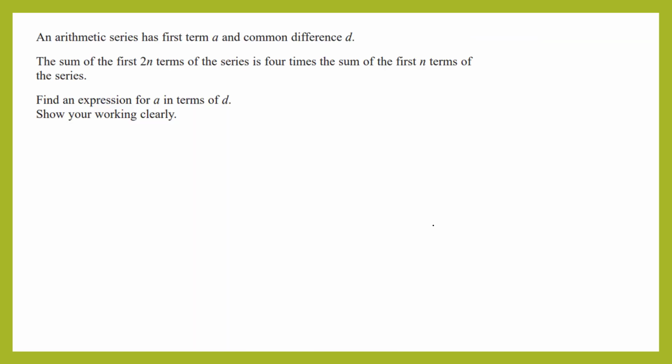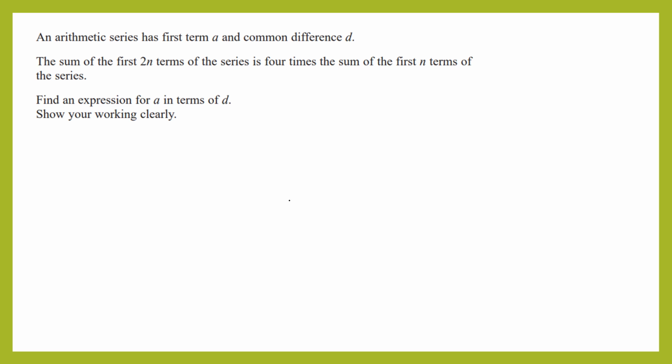Another question that says an arithmetic series has first term a and common difference d. The sum of the first 2n terms of the series is 4 times the sum of the first n terms of the series. Find an expression for a in terms of d. Show your working clearly. So we need to link what's given in here, and then we find at the end an equation where a is the subject and d is included, or a in terms of d. The question says the sum of the first 2n terms of the series is 4 times the sum of the first n terms.